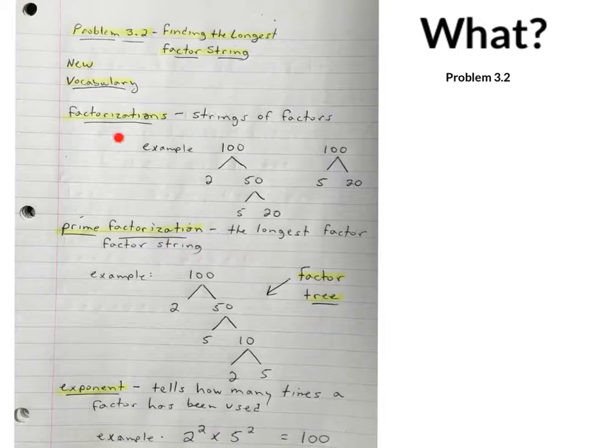So the vocabulary here is factorizations, and that just means strings of factors. And here's an example for 100 again. We can go 2 times 50, break the 50 down to 5 times 20. So that would be an example of a factorization for 100, and you would write this as 2 times 5 times 20. So that's a factorization.